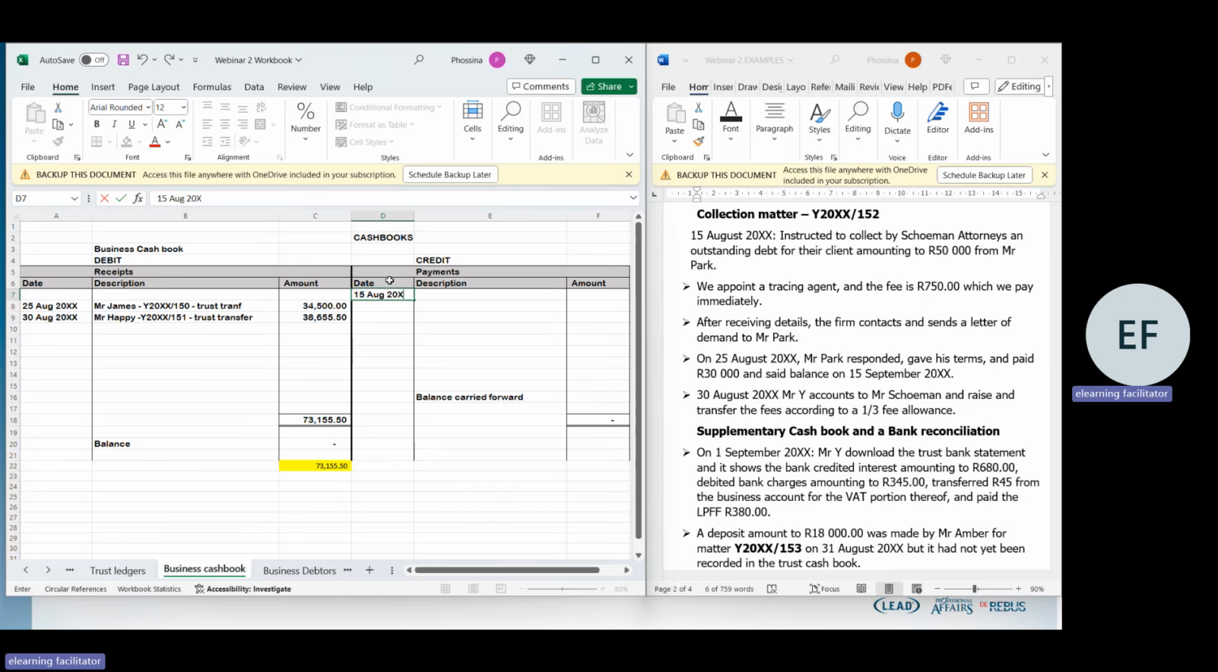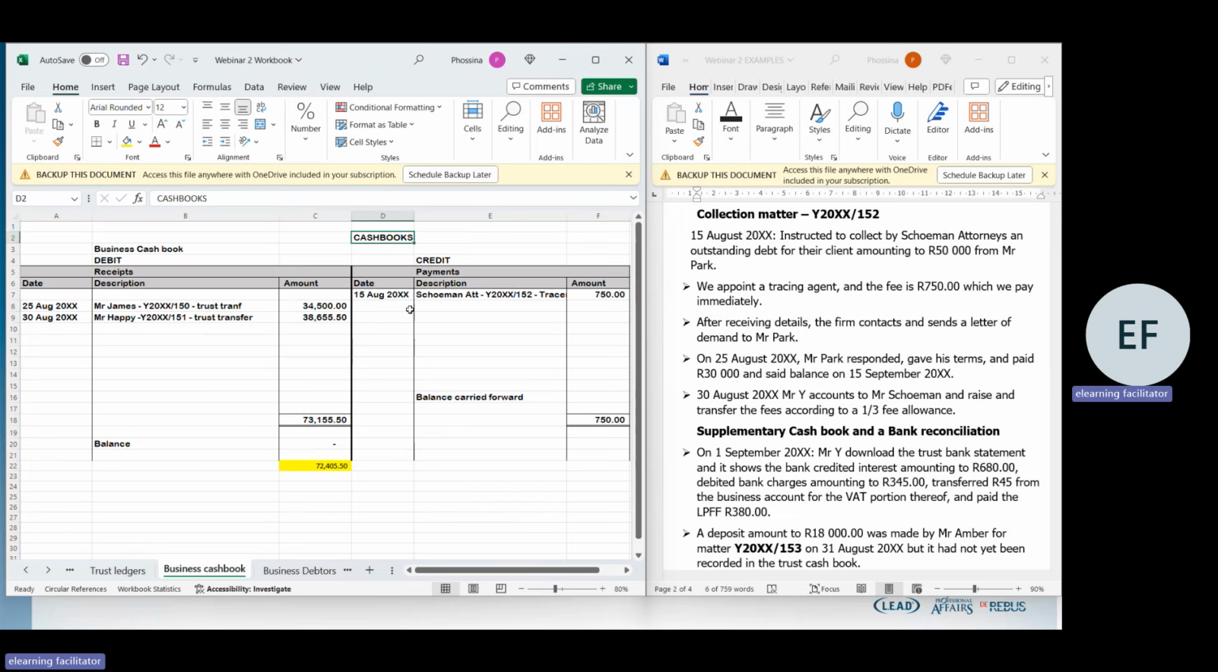So I'm starting by recording all the trust transactions from there. Then we go to the business side. Trust, we're instructed paying the tracer. So which matter? It's Schoeman attorneys. And then it's matter Y20XX 152. And this is a tracer. How much are we paying? 750. Okay, so this is the first leg. It's a payment out of our cash book.